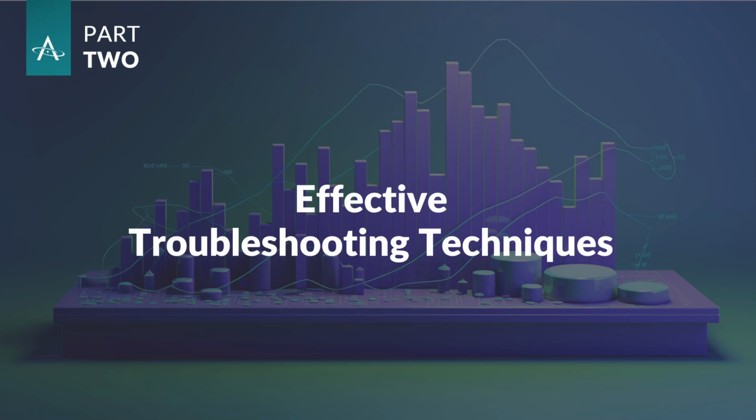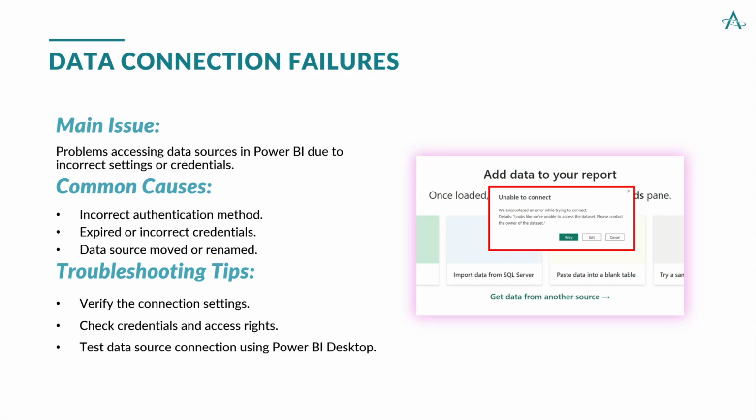Effective troubleshooting techniques. Data connection failures in Power BI occur when there are issues with accessing data sources. Common reasons include changes in the authentication methods, incorrect data source credentials, or outdated connection settings. The solution here is to troubleshoot, verify the connection settings, ensure access rights, and test connectivity using Power BI Desktop. Using query diagnostics can also help to identify bottlenecks related to your data queries.